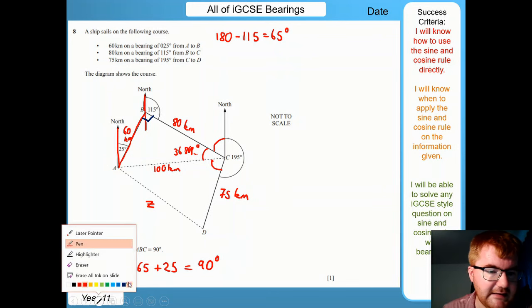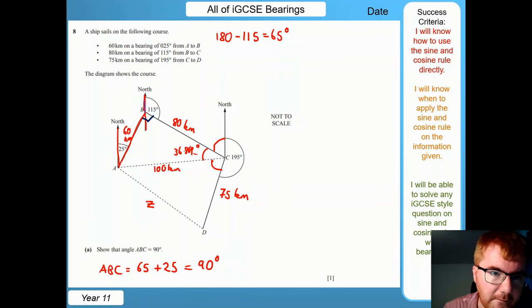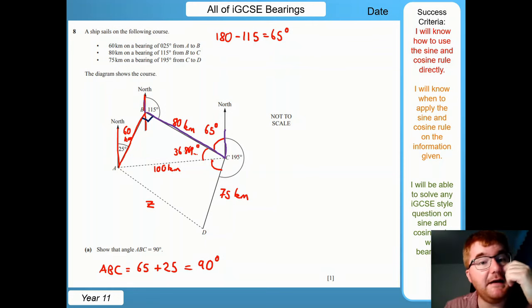Let's put that in color. So like so. And C angles are slightly different to alternate angles. It means that these two angles add up to 180. And that means then that this must be 65 degrees. And then we know angles around a point add up to 360.